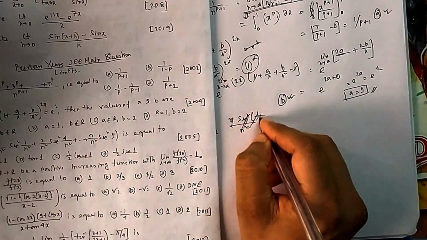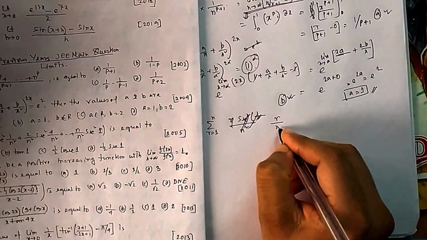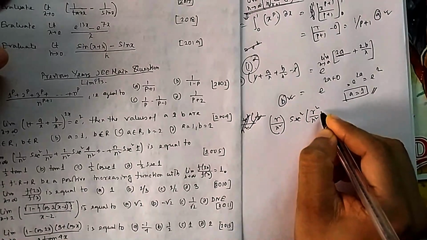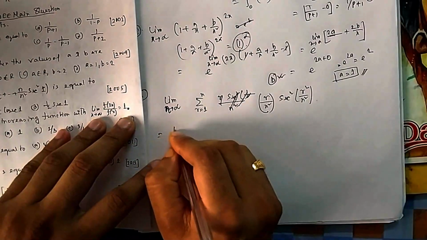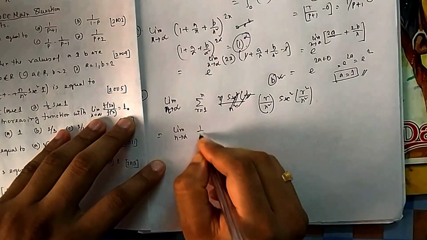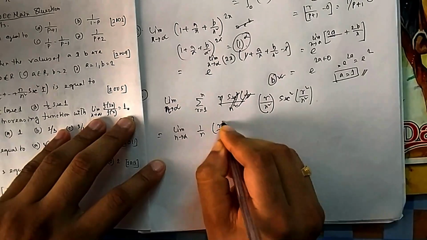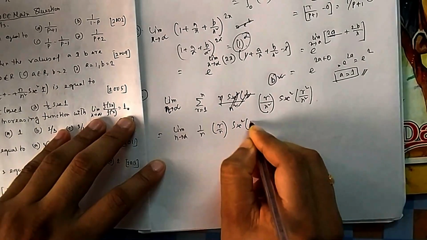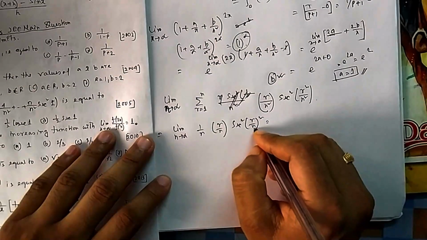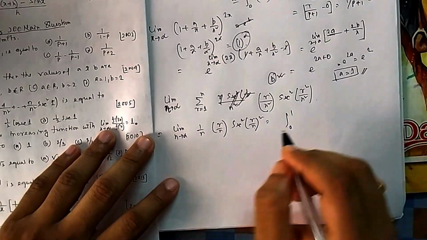This is r into sec square, so you can write it with r by n square outside, and inside it is sec square of r square by n square. So this is the series. You can write it more simply, because you have to take 1 by n outside. So you take 1 by n outside, then it becomes r by n and sec square of r by n whole square.